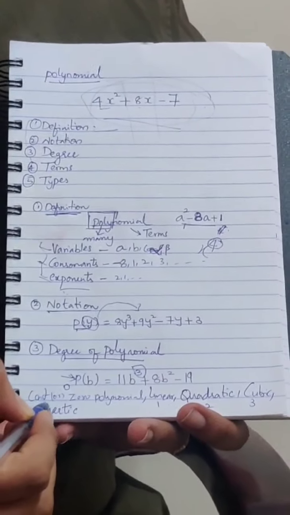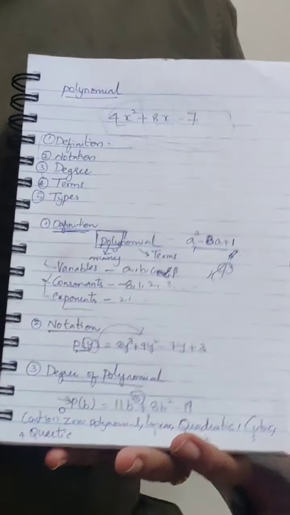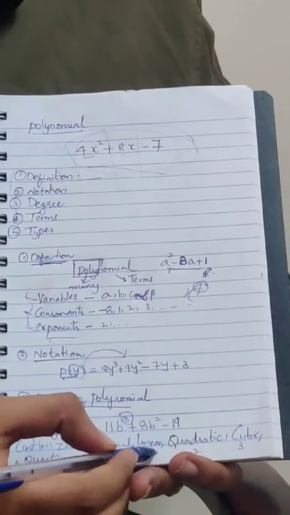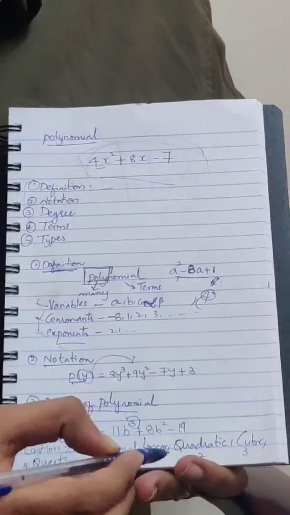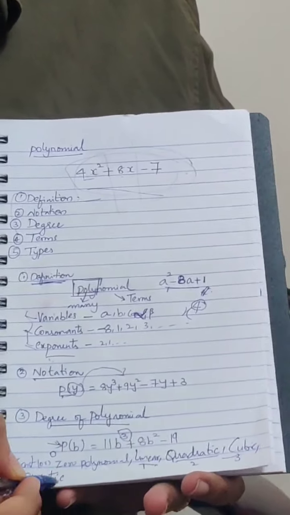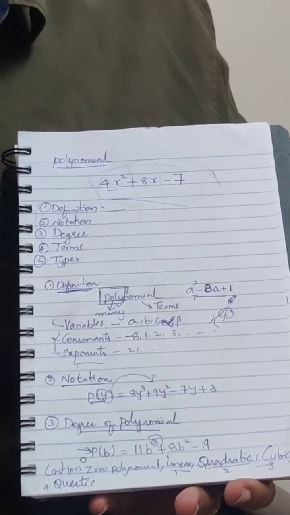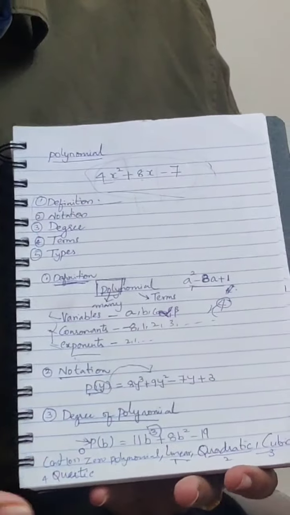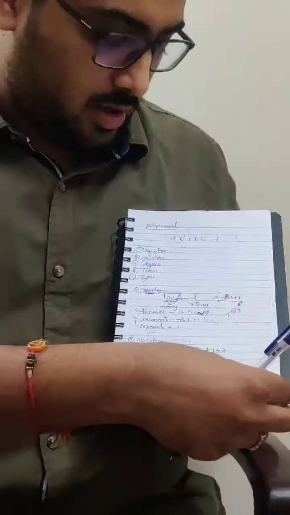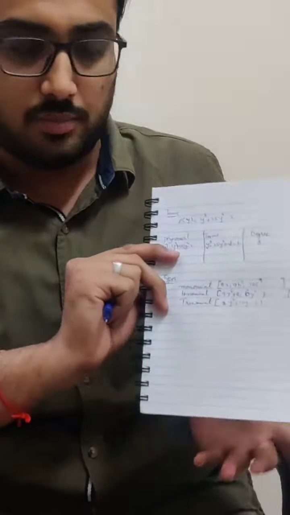The degree of a polynomial is categorized in various ways. First is the zero polynomial, which is x power 0. X power 0 is basically 1, right? Then linear, quadratic, cubic, and quartic. Linear means power 1, quadratic power 2, cubic power 3, and quartic power 4. Coming to the next topic, terms.